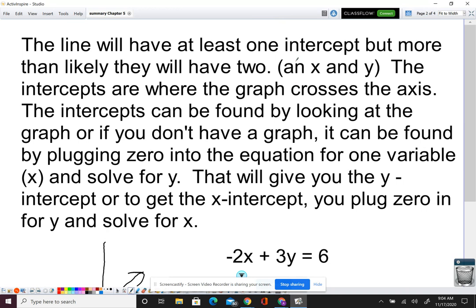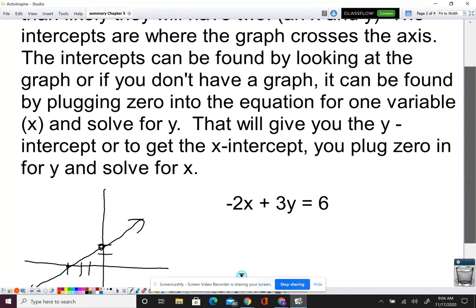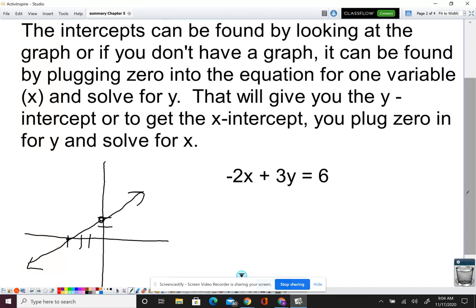When we have a line, we have at least one intercept. So if we have a vertical line, we have an x-intercept. If we have a horizontal line, we have a y-intercept. But if we have something that has a slope other than 0 or undefined, we have both an x and a y intercept. So looking at this graph, we can get our intercepts off the graph, and we can get our intercepts from an equation.